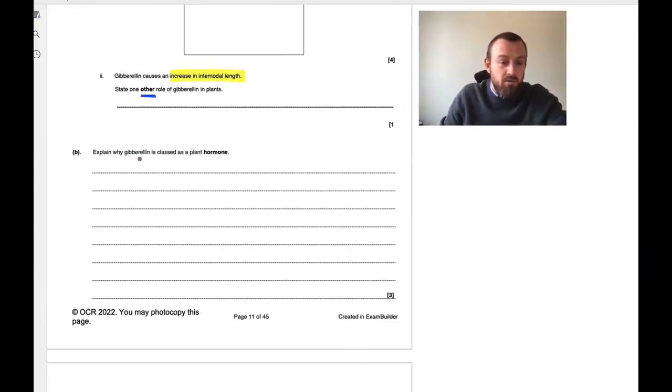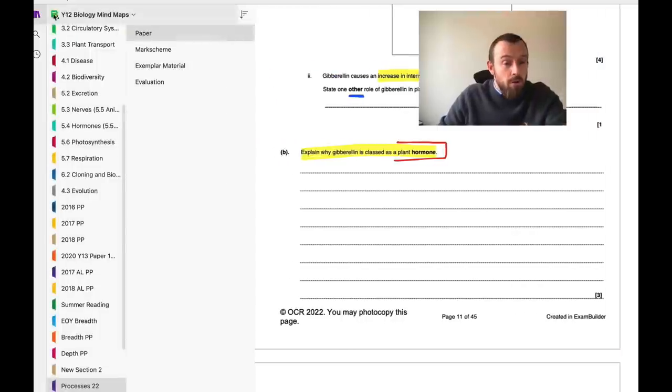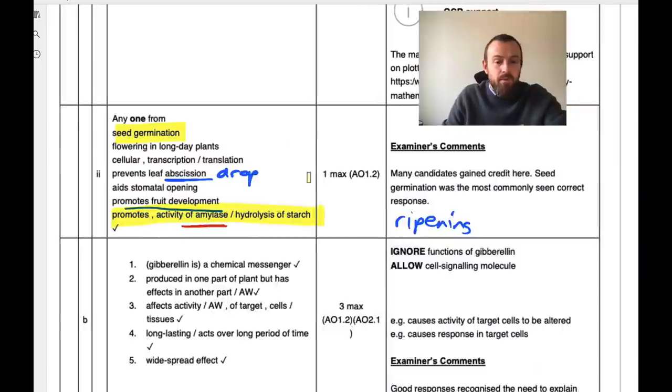The next question, you can see right here, is about why we can class it as a hormone. What it is really asking you is, what is your definition? Do you understand what a hormone is, and what we define a hormone as? And how can we apply that same definition to animal signaling molecules and plant signaling molecules? So what did you need to say?